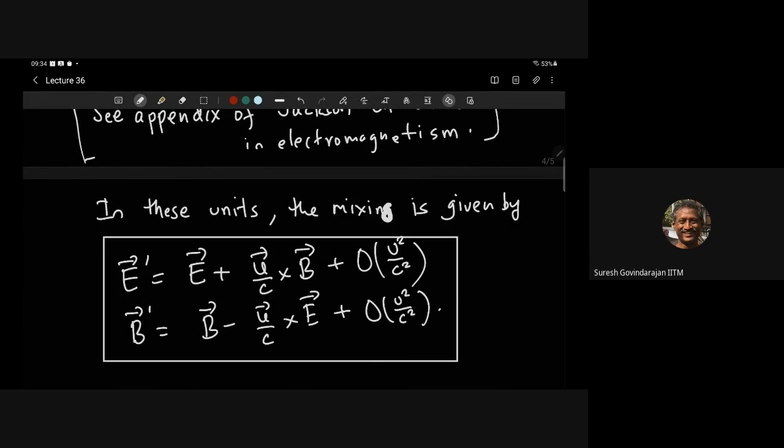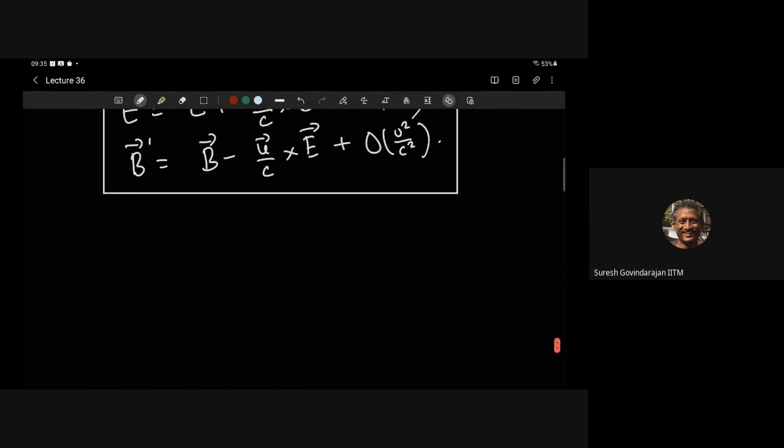Okay. So is this clear? And now you can see that in Gaussian units, E and B are measured in this thing. So whatever this factor is, U by C is dimensionless. Okay. So I have an exercise now. Show that ME, Maxwell's equations, in Gaussian units.